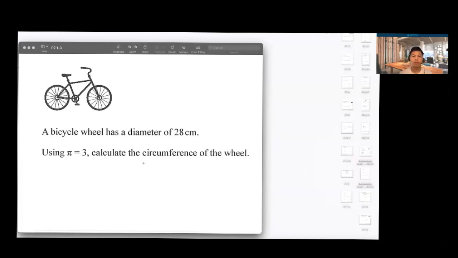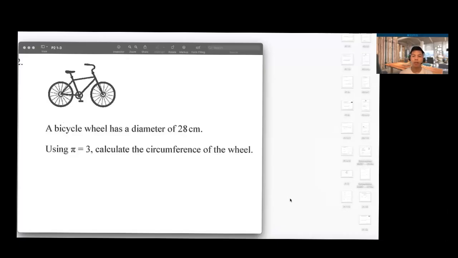We are to find the circumference of the wheel, which is a circle. Do you remember how to get the circumference of a circle? Do you remember that, Malia? The formula to get the circumference of a circle? Okay. So when you're reviewing, you can check that on the internet so that you will know that. And then you try to memorize that before the exam. Try to answer as many questions as possible related to that.